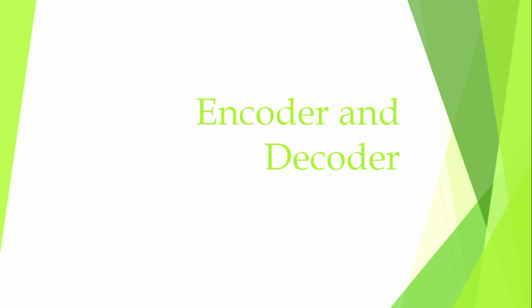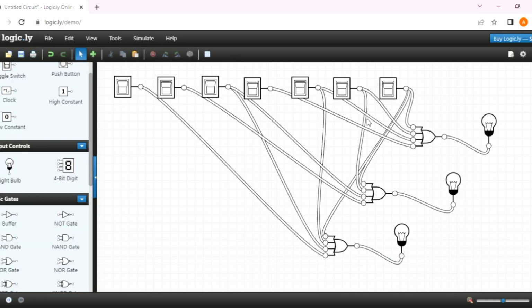The encoder is a digital circuit that performs the inverse operation of a decoder. An encoder has 2^n input lines and n output lines. A decoder is a multiple input, multiple output logic circuit which converts coded input into coded output, where input and output codes are different. So let's see the circuit diagram of the encoder first.